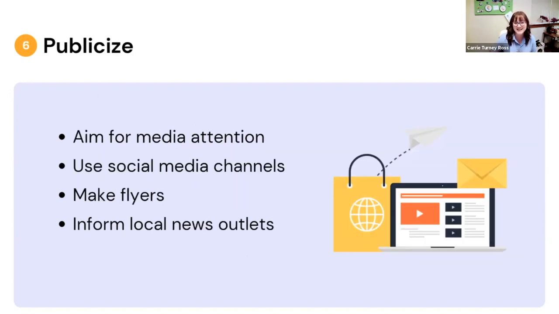Then you want to publicize it. So when you're doing a protest, the aim is to get media attention. You also want to publicize it to the people that you want to come and participate. So you can use social media channels, and this is where a social media campaign can be very helpful. You want to make some flyers, spread it out, send them to local community organizations, and make sure that people know when and where it's happening.